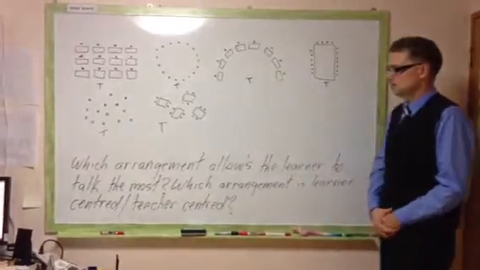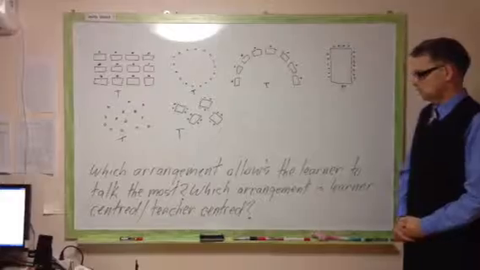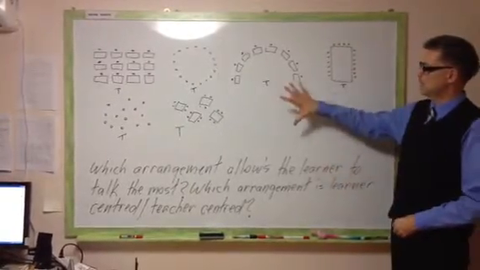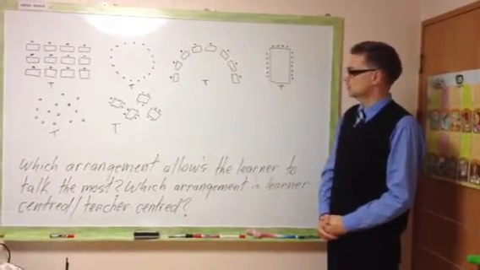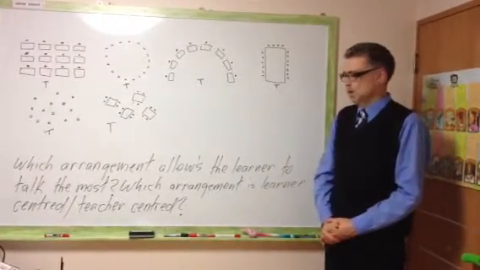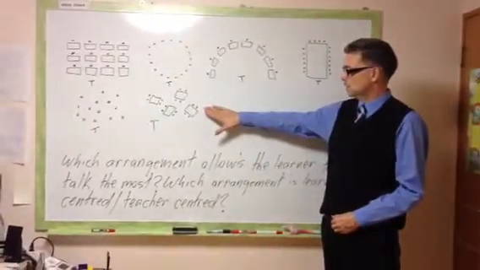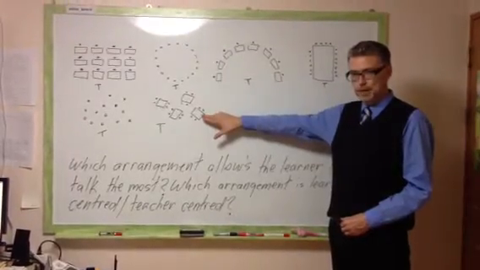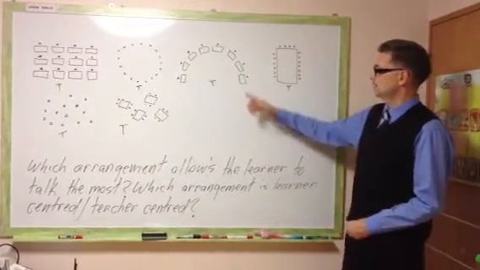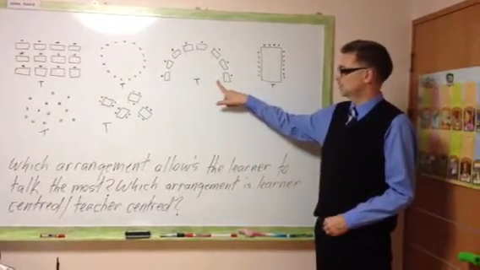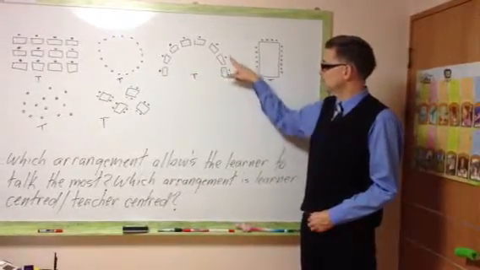Okay, now I have a question I want to talk about. Which arrangement allows the learner to talk the most? By looking at this arrangement, what arrangement allows the learner to speak the most? My first impression or my opinion would be this last one. Students can talk freely in their groups and to the teacher or across into the class. Another arrangement that allows the learner to speak is here, the half moon. They can talk to the teacher or next to each other.